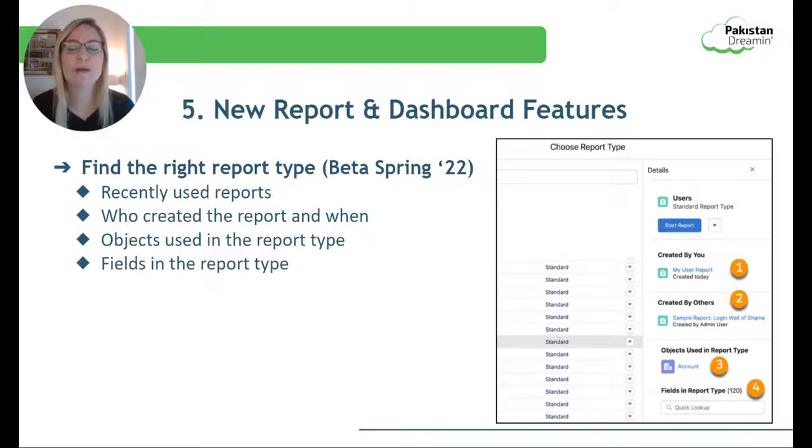So first of all, find the right report type, which was beta in Spring '22. So when you create a new report, you'll be able to see recently used reports, who created the report and when, which objects are used in the report, and also fields that are in the report as well, so they can select the right report type first time.